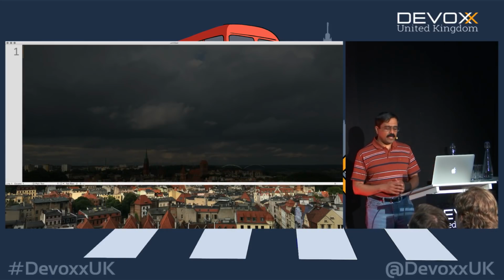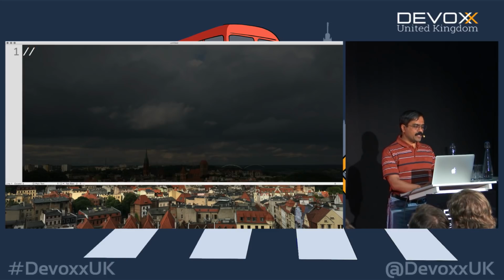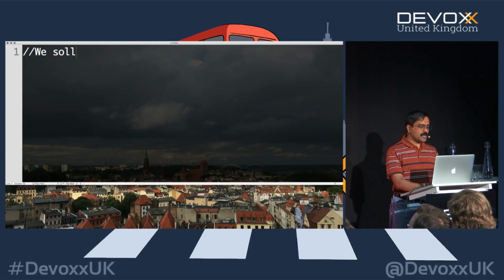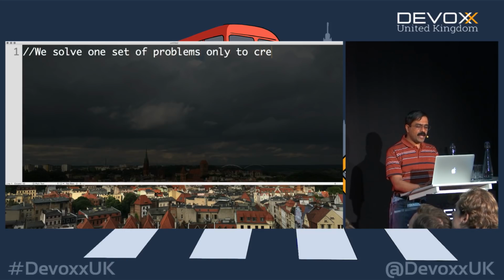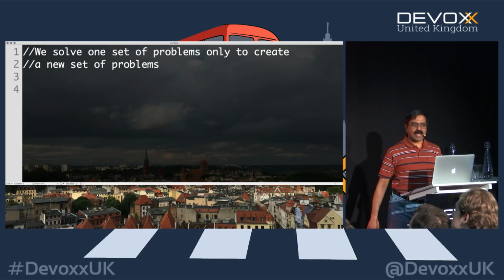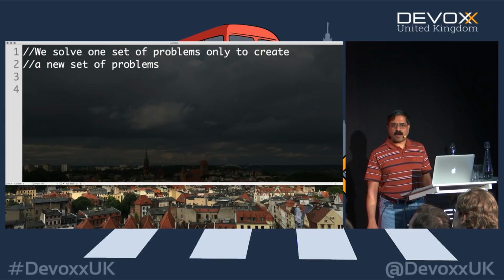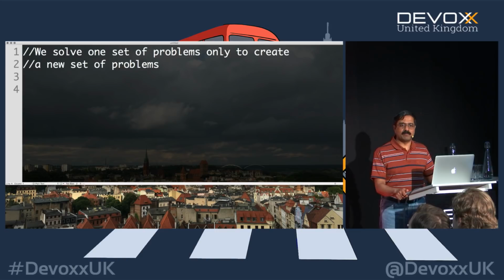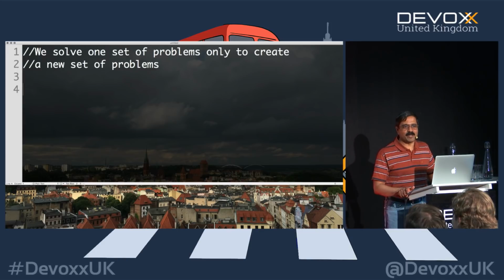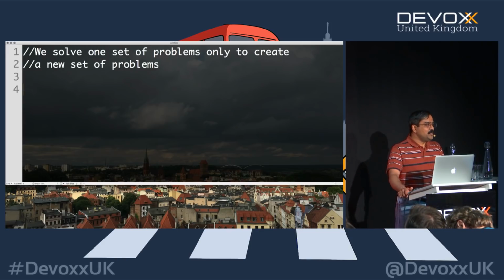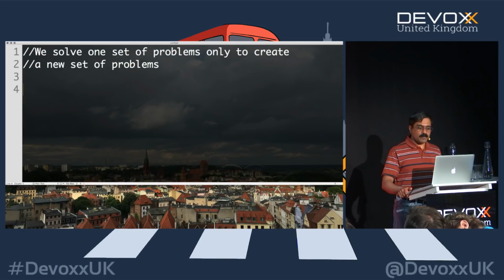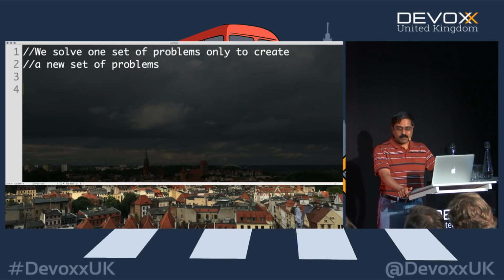I'm of the opinion that life's lesson is this: we solve one set of problems only to create a new set of problems. This has been my life's lesson. We solve a problem, and the minute somebody solves a problem, I ask them, what did you create now? And the answer usually is, I don't know yet. And that's a very reasonable answer in my opinion, because we tend to do this quite often. We solve a set of problems only to create a new set of problems.